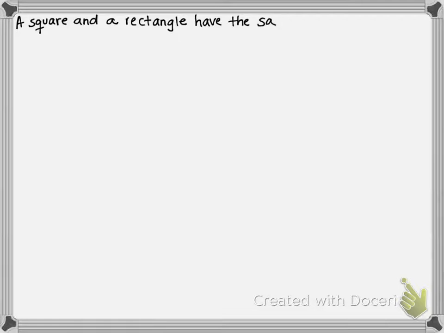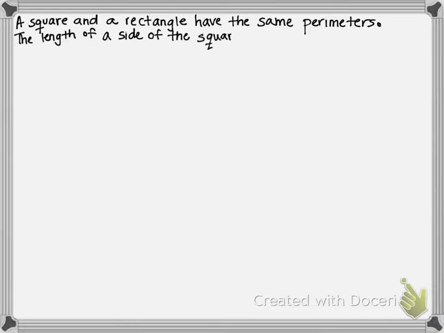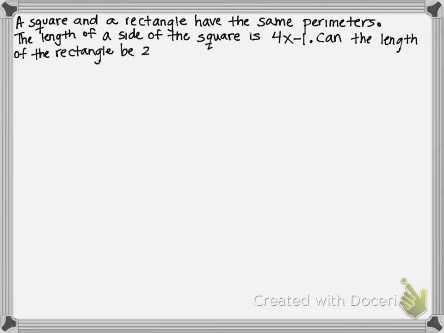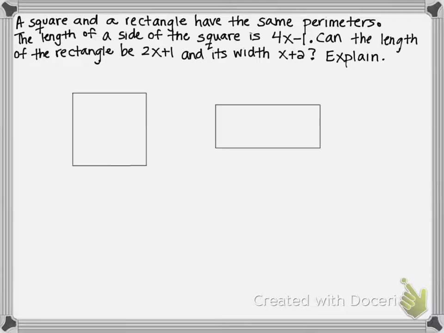Alright, last problem. This one talked about a square and a rectangle that have the same perimeters. The length of a side of the square is 4x minus 1. Can the length of the rectangle be 2x plus 1 and its width x plus 2? And explain. Well, whenever I hear talk about shapes, I right away want to draw them.